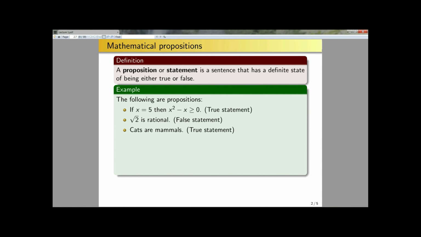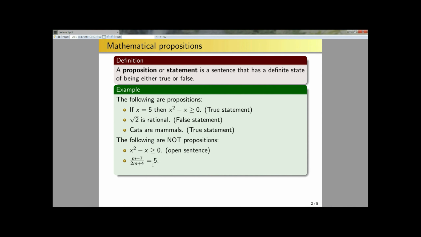So if these are examples of propositions, what's an example of a non-proposition? Well, x squared minus x is greater than or equal to 0. In this case, I don't know what x is. This sentence could be true if x is, say, 5, but I need to know what x is in order to ascertain whether this is true or false. Therefore, this is not a proposition. Instead, it's what we would call an open sentence. If I specify some restrictions on x, I could turn this into a proposition.